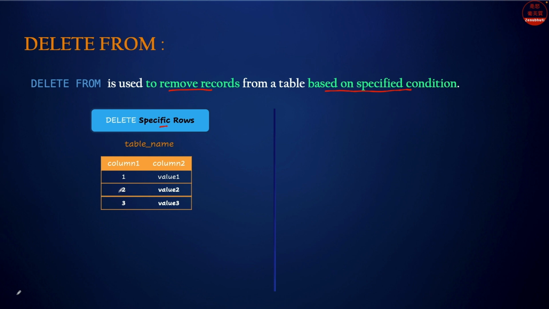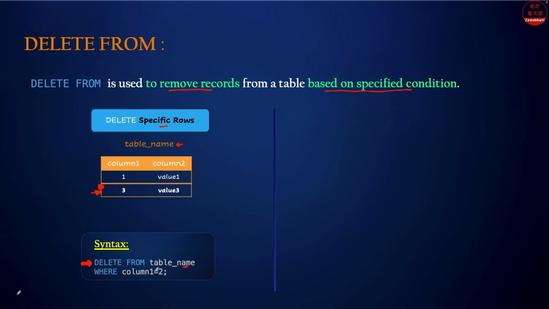Let's say we are interested in deleting this record. How will we do that? The syntax will be DELETE FROM, then you write your table name. In this case our table name is table name, and now we'll say WHERE the column is equal to 2, so this particular record will be deleted. Once the statement is executed, this record will be deleted.